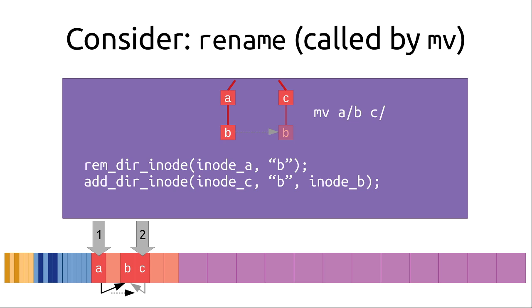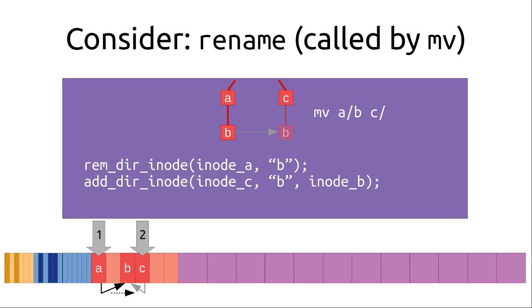So this is the rename system call or something like it that's used by the move program that you can execute at your shell, right? So you can see we're moving B, that is within the A directory, into the C directory, right? So diagrammatically in the picture at the top, you can see that we have two inodes, one for A, one for C, and we're effectively trying to remove B from the A inode and add it into the C inode, right? So this is what rename effectively does. It just moves from one inode into the other.